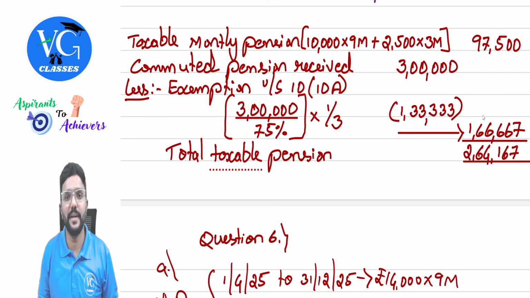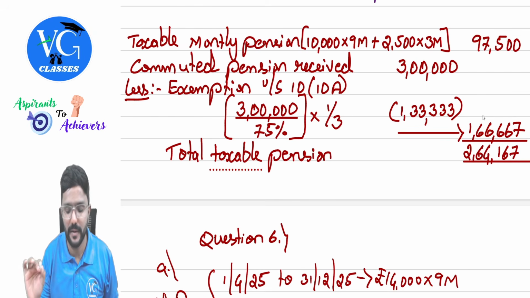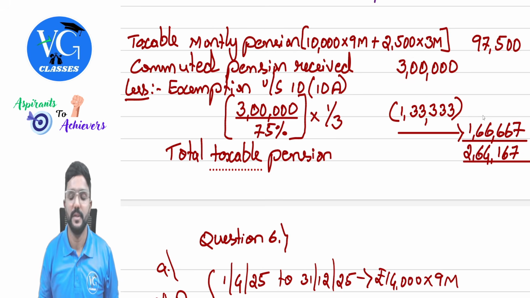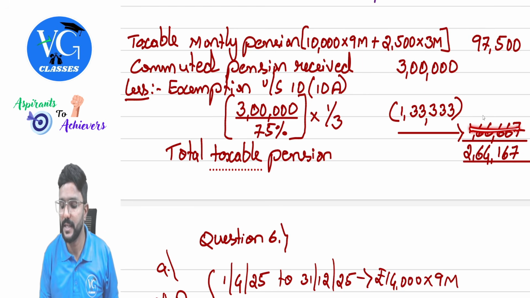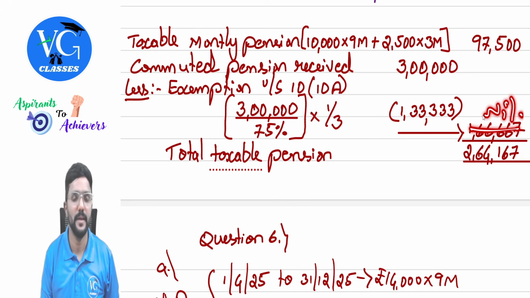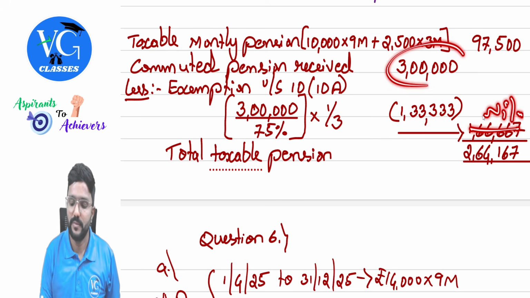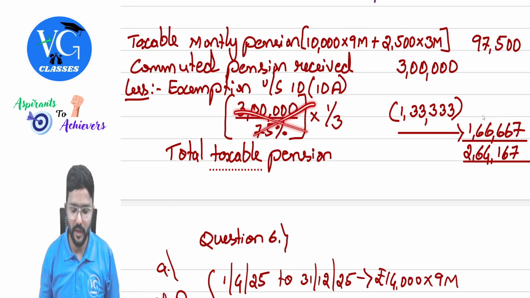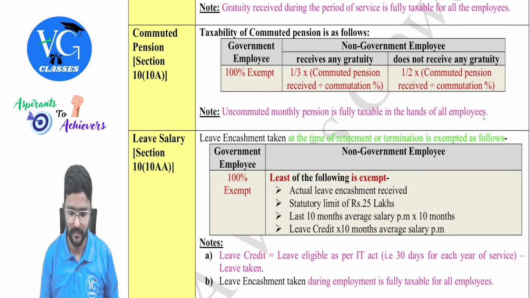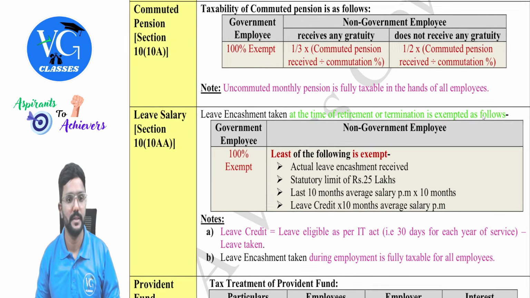Sir, what if I am a government employee? This will be fully taxable, whereas this is fully exempt. This is fully taxable. This will be fully exempt. Full 3 lakh. And in that case, this will be nil. Got it? This will be fully exempt, guys. Full 3 lakh will be exempt. This calculation and all will not come. Okay. This part I am talking about.